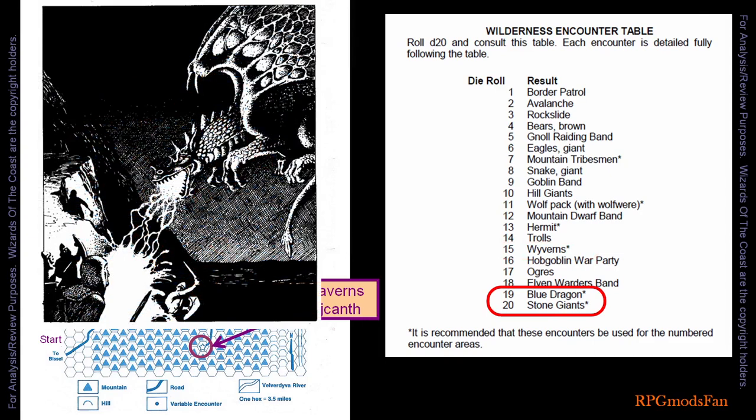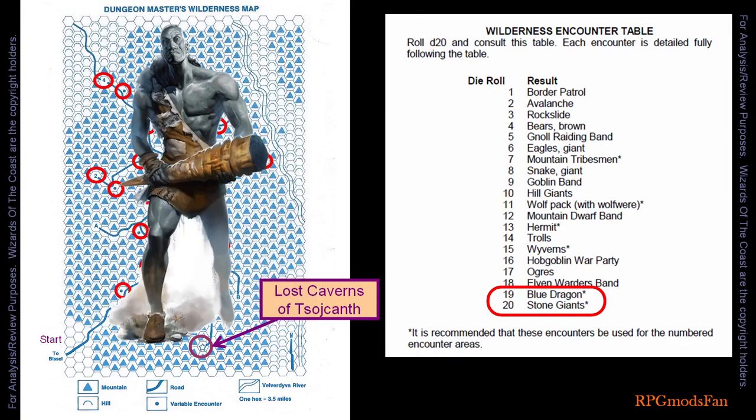Number 19 on the table is the Blue Dragon encounter. Here, the adventurers encounter a sub-adult blue dragon. Number 20 on the table is the Stone Giants encounter. Here, the player characters will encounter 2 stone giants, playing catch with huge boulders.